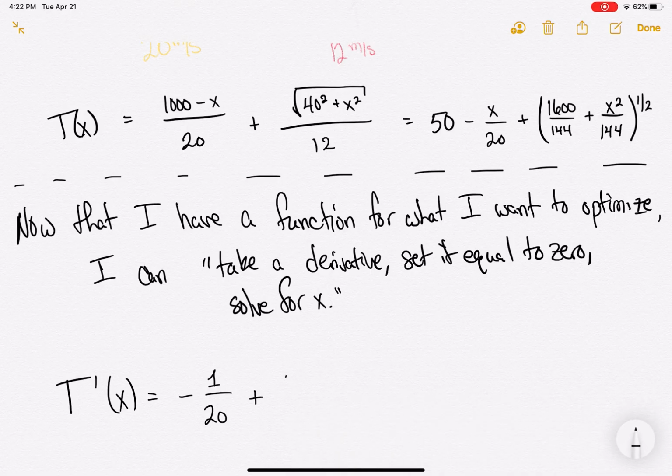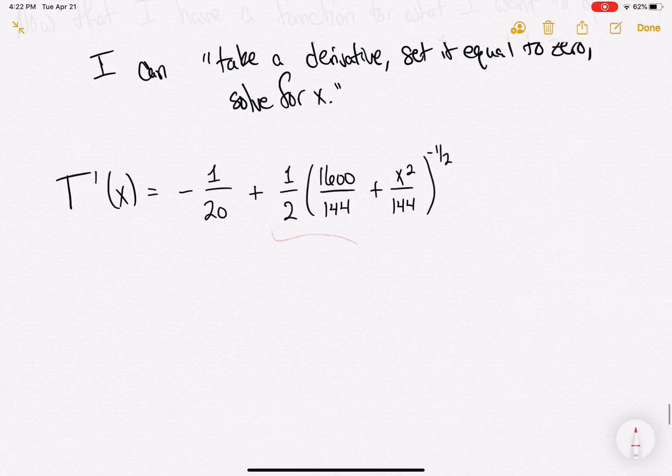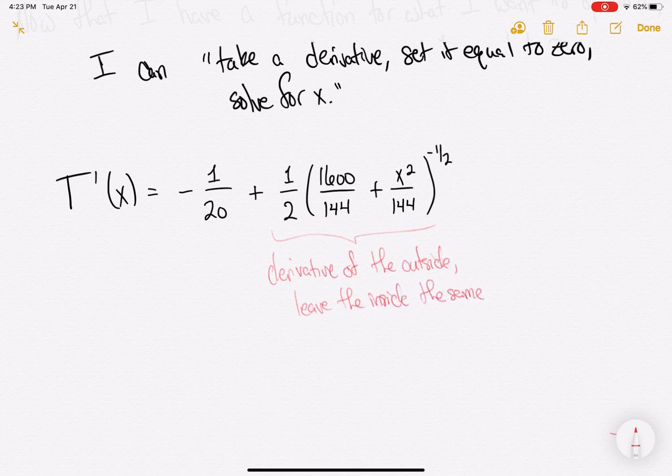So the 1/2 comes out front. Keep everything on the inside the same. The derivative of a 1/2 as a power gives me a -1/2. I think everybody, if you think about it long enough, can agree with me on that. So this is the derivative of the outside, leave the inside the same, and then we have this piece multiplied by the derivative of the inside.